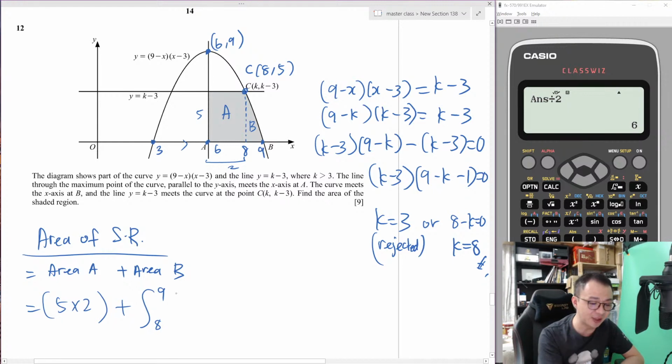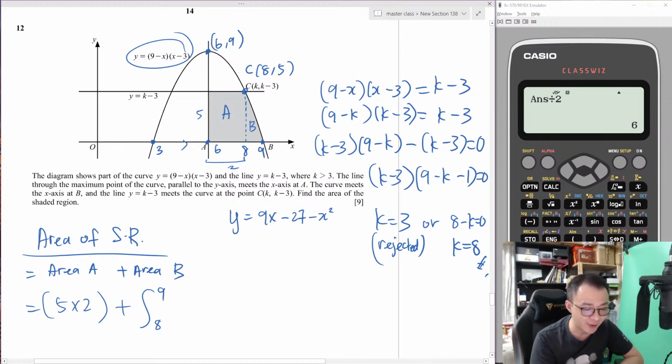The equation of the curve I don't like in this pattern, so I will just expand it. This one should be 9x minus 27, and then minus x squared plus 3x. So rearrange them as negative x squared plus 12x minus 27. Okay, I'm going to integrate this equation.